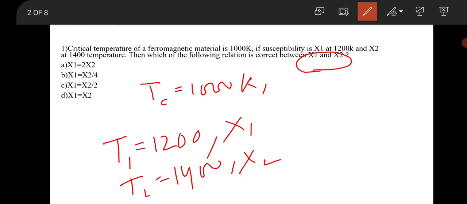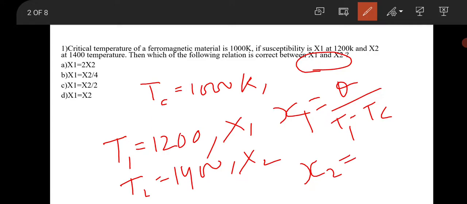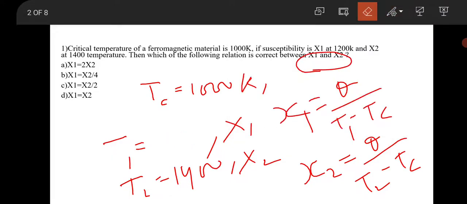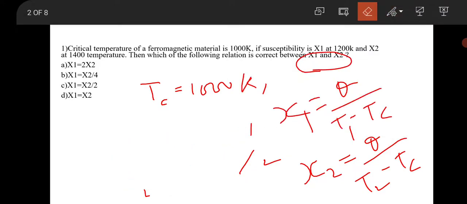As you know, for a ferromagnetic material, the susceptibility χ equals θ by (T minus Tc). For x1 it will be θ by (T1 minus Tc), and for susceptibility x2 it will be θ by (T2 minus Tc). Actually this is χ, but in the question it is given in terms of x. Now I erase this portion due to insufficient space.